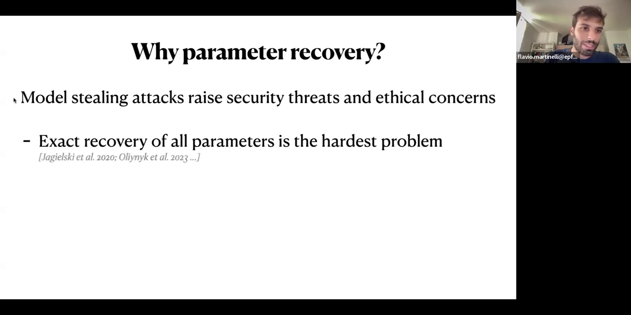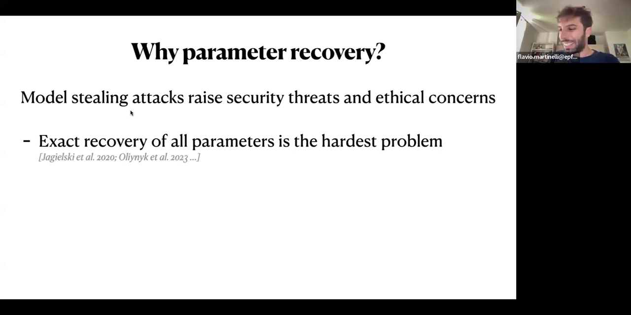Maybe in more detail, model stealing attacks are already a niche of machine learning, and even more niche is the subset of model stealing attacks that look at exact recovery. This is what we want to do: an exact recovery of all of the parameters of the network, which is the hardest problem. You can actually do other types of attack, where you try to extract the size of the network, the size of some layers, some hyperparameters, or come up with an approximation of the model that you want to steal. But in this case, we're looking at exact parameter recovery.